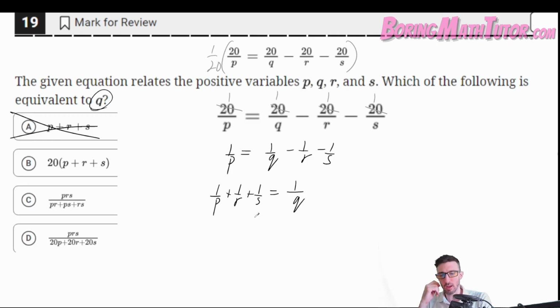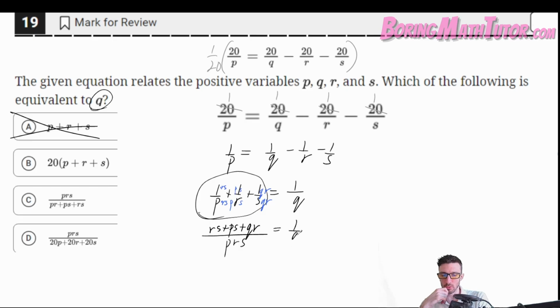And now I want to get a common denominator here, which would be PRS. And in order to get that accomplished, this one needs to get multiplied by RS. This one needs to get multiplied by P and S. And this one needs to get multiplied by Q and R. So then I am left with RS plus PS plus QR equals 1 over Q.